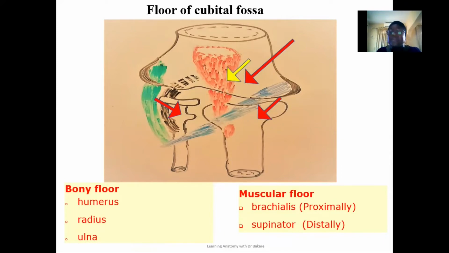The brachialis muscle is a deep muscle seen in the arm region, and part of it does extend across the cubital fossa. It is in this region that it tends to form part of the floor of the cubital fossa. So you see it at the upper part, and more distally, we have the supinator muscle. This is the supinator muscle highlighted in black. This muscle curves around from the posterior part and extends into the cubital fossa in the anterior region.